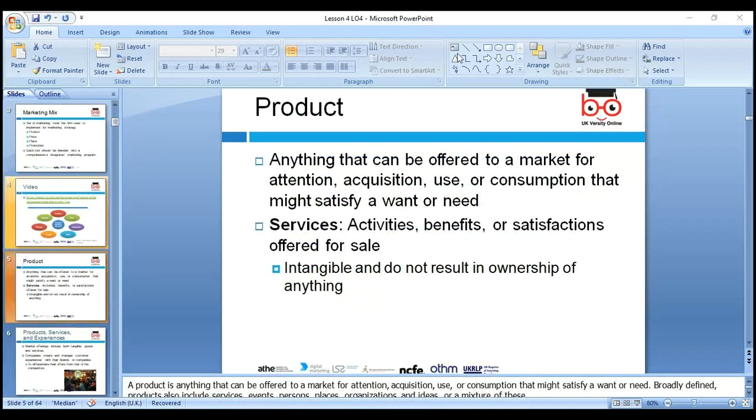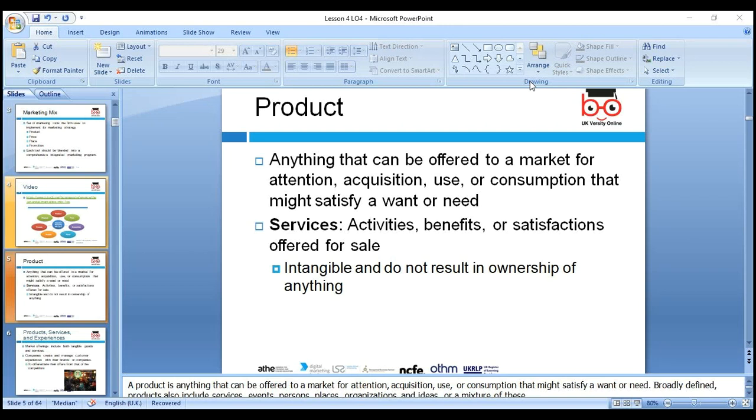Product. What is meant by product? Anybody knows what is meant by product? Okay. Product means anything that can be offered to a market for attention, acquisition, and use, and whose consumption might satisfy a want or a need. Anything that has the power to satisfy human needs and wants is called a product.